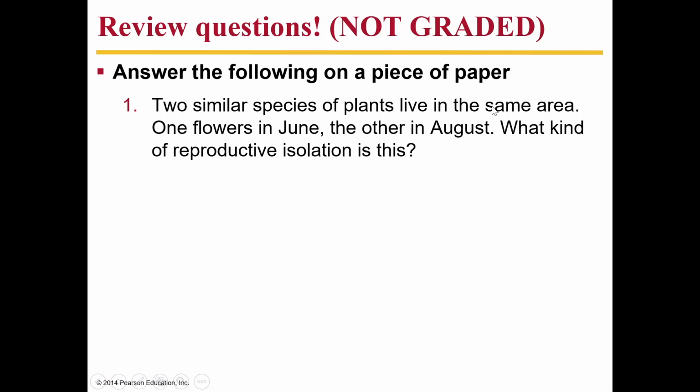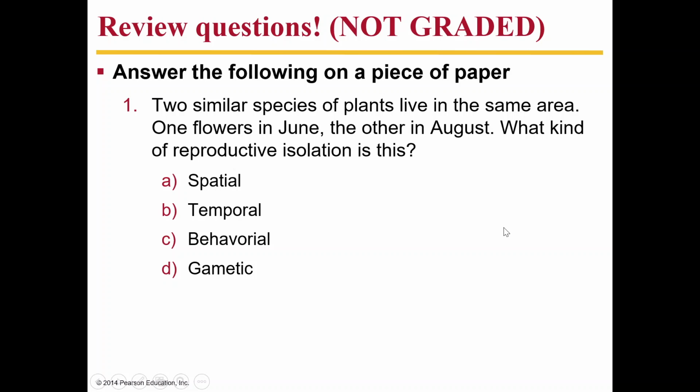So 2 similar species of plants live in the same area. One flowers in June, the other in August. What kind of reproductive isolation is this? So here are your options. Write it down on a piece of paper. Don't put it in the chat right now. I'm going to give you a second to do that. Just put one in, whichever one you think it is. Use your knowledge of what words mean and your knowledge of what the other ones are to figure out which one's which. Okay.